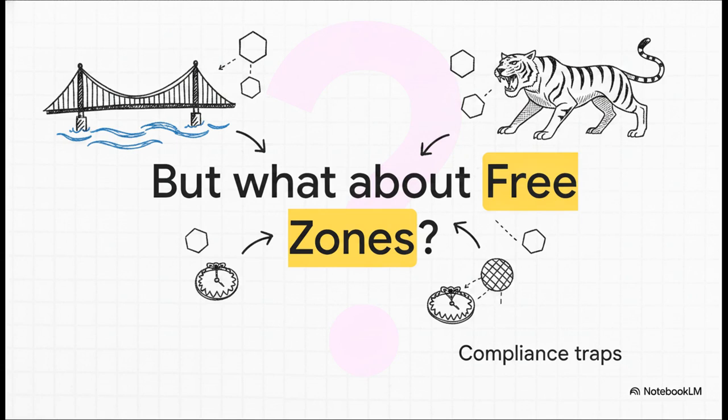But hold on a second. What about free zones? Free zones are simultaneously the most attractive feature of the UAE regime for a lot of businesses, and the single area where we see the absolute most filing errors. It's a completely different animal. So how exactly does this whole bridge change when a company sits inside a qualifying free zone? And are you prepared to navigate those totally different compliance traps?